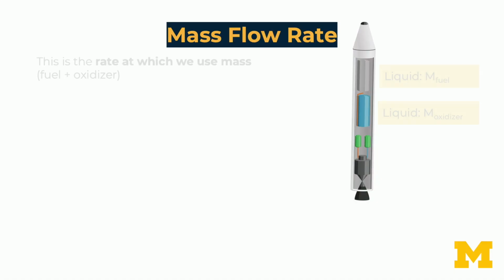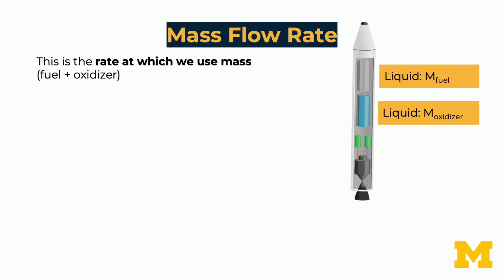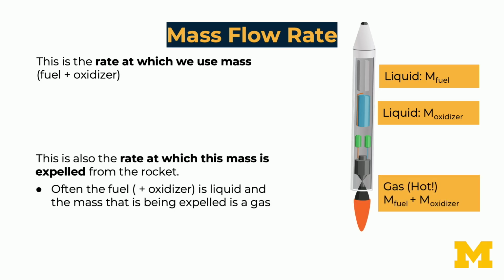What is the mass flow rate? Well, that is the rate at which we use mass. So mass is both the fuel mass and the oxidizer mass. When you combine the fuel and the oxidizer, the total mass that comes out is the mass of the fuel plus the mass of the oxidizer.